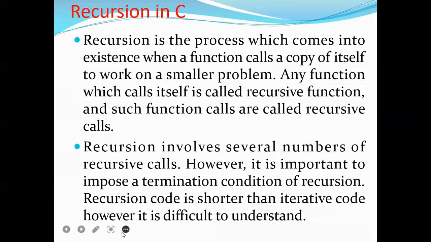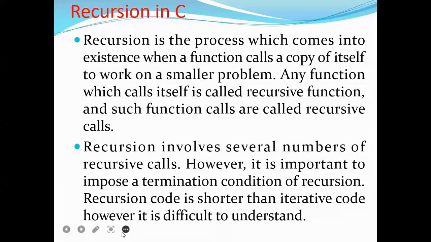Next topic is recursion. What is meant by recursion? Why is recursion useful? When we call a function for repetitive operations, then we go for the concept called recursion in C. Recursion is the process which comes into existence when a function calls itself to work on a smaller problem. Any function that calls itself is called recursion. When the function itself calls the function, that is called recursion.